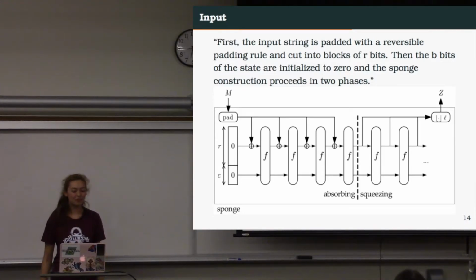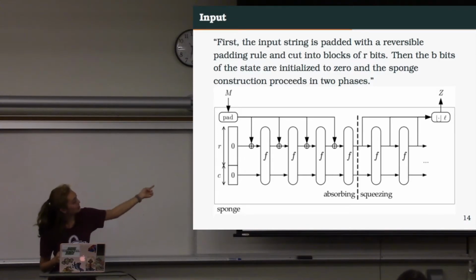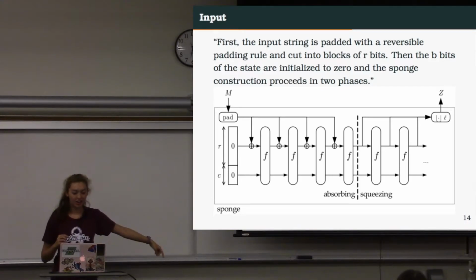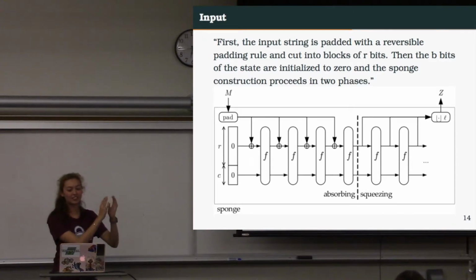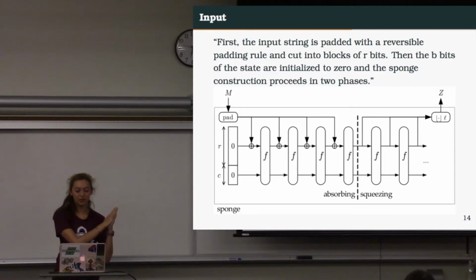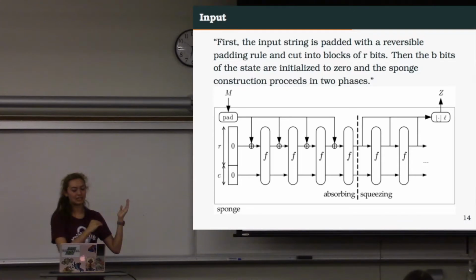From the first, the input string is padded with a reversible padding rule and cut into blocks of R bits. Then the B bits of state, which you can kind of see somewhere in there. The first R bits of the state are interleaved with the applications of F, which is the function. I don't know why I like the letter B. It's not in here. Oh, it is. Yeah, and then the first certain amount of bits from the state, so B, are initialized to 0, and the sponge construction proceeds in two phases.